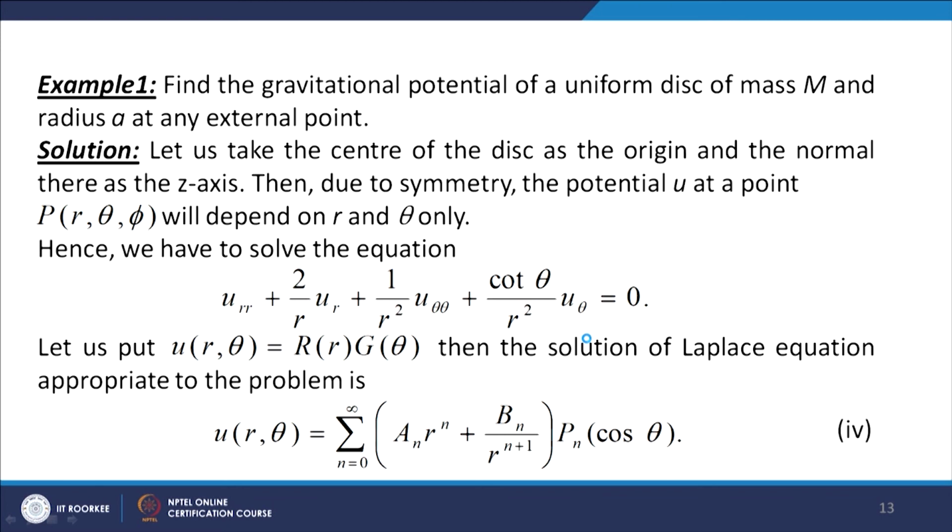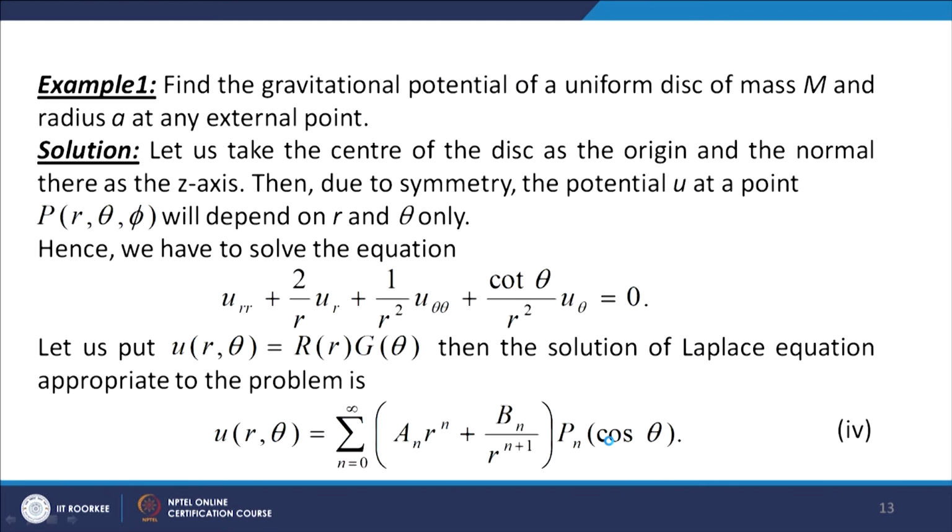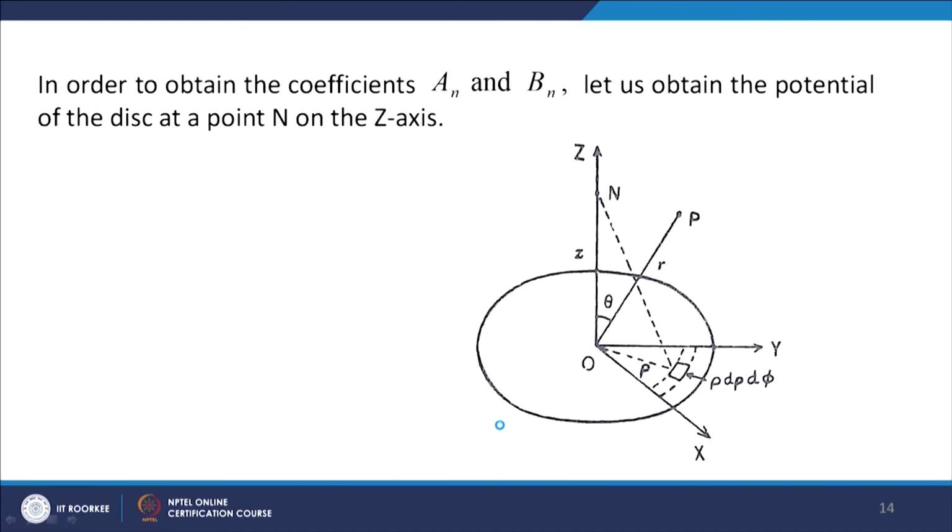So, hence we have to solve the equation u_rr plus 2 over r u_r plus 1 over r square u_theta theta plus cot theta over r square u_theta equal to 0. Again let us put u(r, theta) equal to R(r) into G(theta), then the solution of the Laplace equation appropriate to the problem is given by u(r, theta) equal to sigma n equal to 0 to infinity (A_n r to the power n plus B_n upon r to the power n plus 1) P_n cos theta. Now, in order to obtain the values of A_n and B_n, let us obtain the potential of the disk at a point on the z axis.